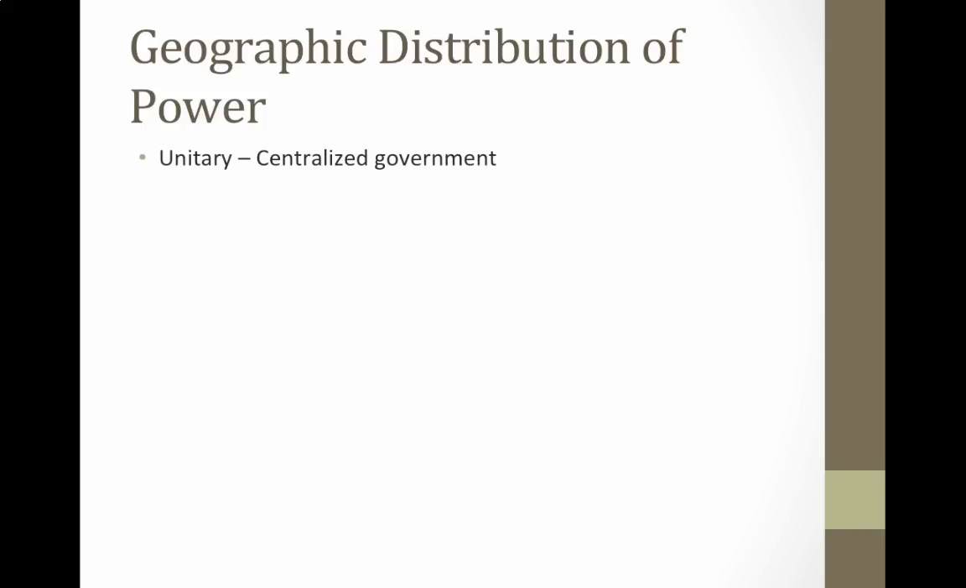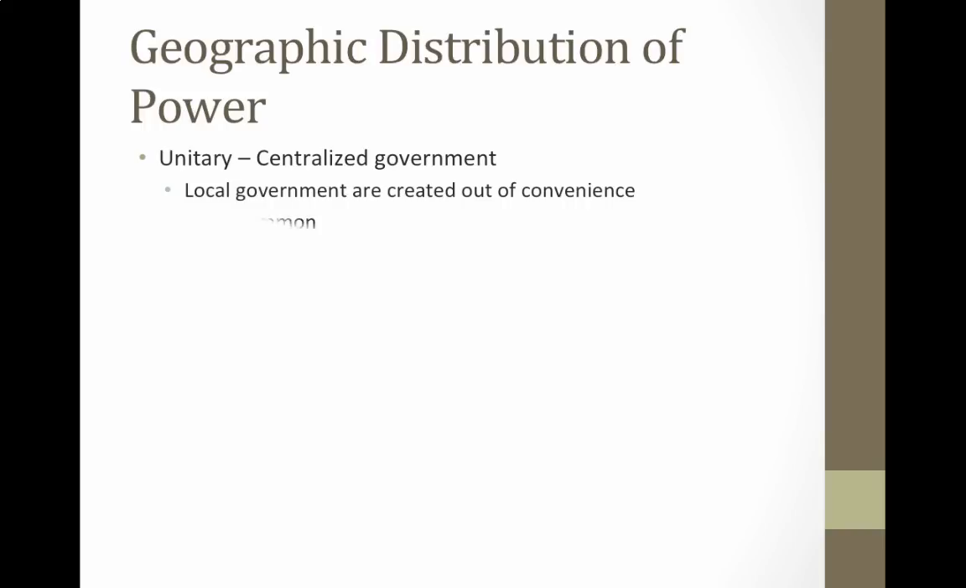Moving on to the second classification, we just looked at the number who can participate. Now we're going to look at where geographically the power lies. Not how much power, but where is it in your government or in your state, in your country. First one we're going to look at is a unitary form of government. This is also known as a centralized government.